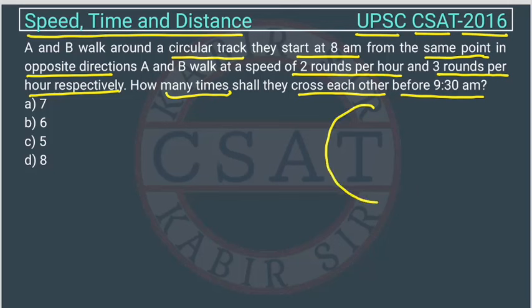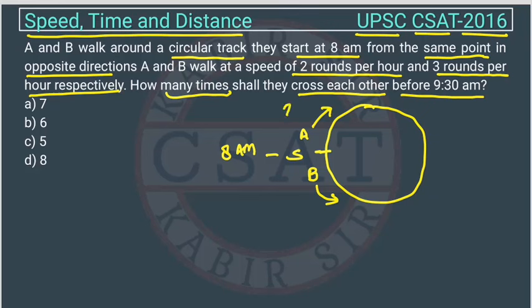So the question is, suppose this is a circular track and this is the starting point. There are two persons A and B running in opposite directions, like suppose A is on this side and B from this side. The time here is 8 am. So what's the speed of A? A's speed is 2 rounds per hour and B will take 3 rounds per hour, right? So in every round they will meet.